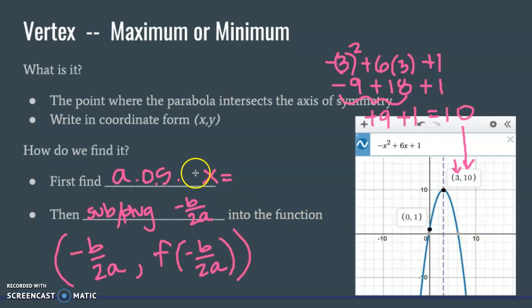Okay, so let's find your axis of symmetry. Plug into your quadratic, and that'll give you your y. For your vertex, put it all together in coordinate form, and you've got your vertex coordinate.